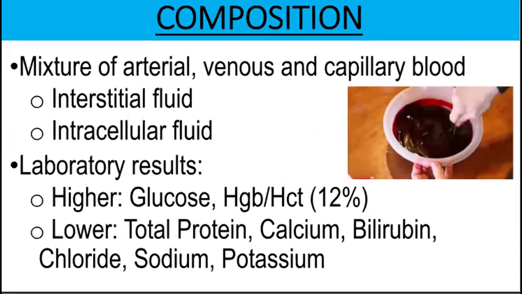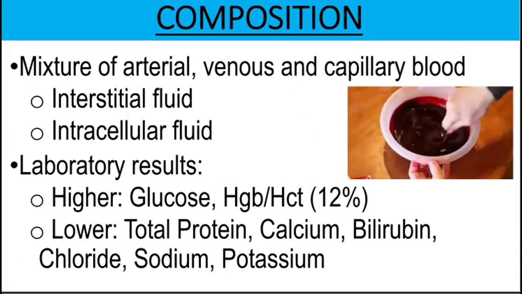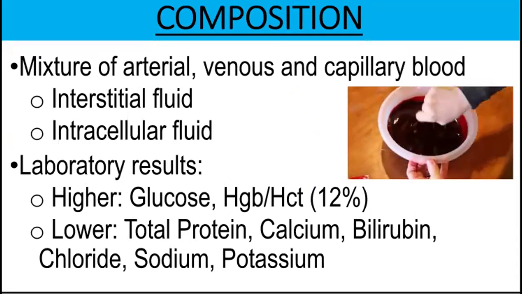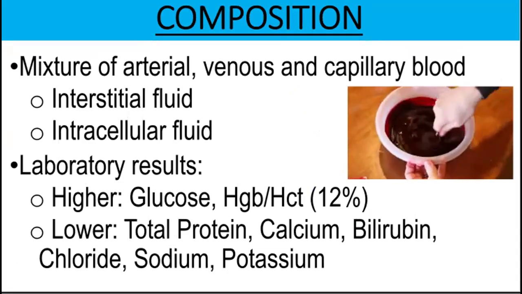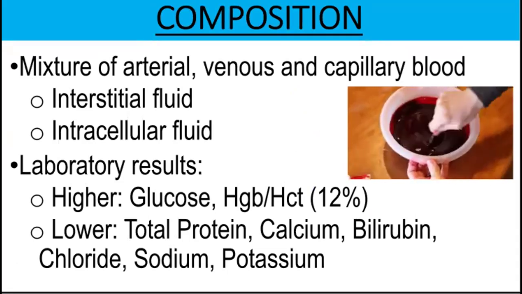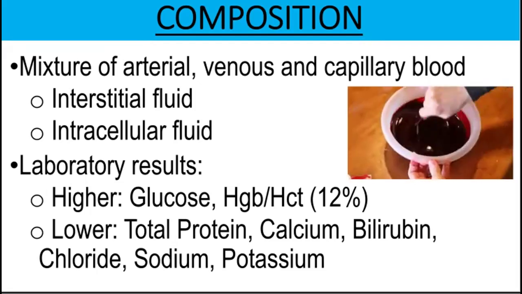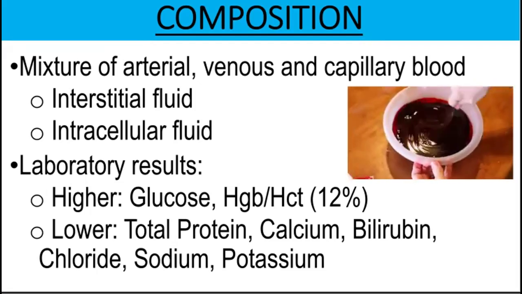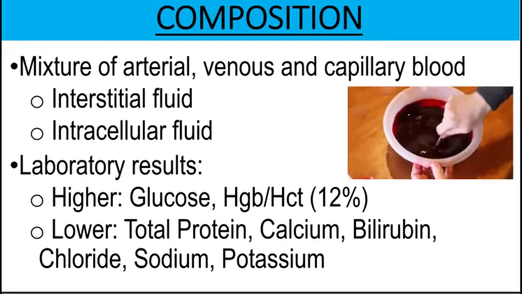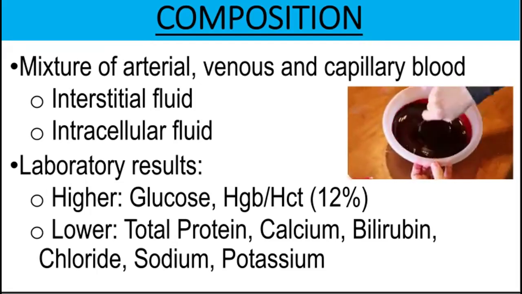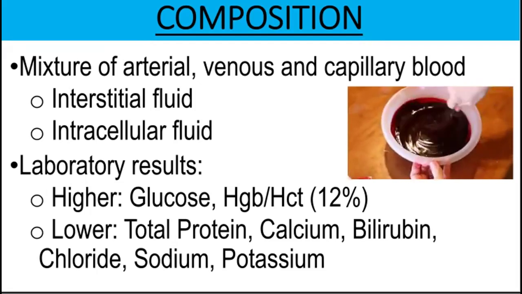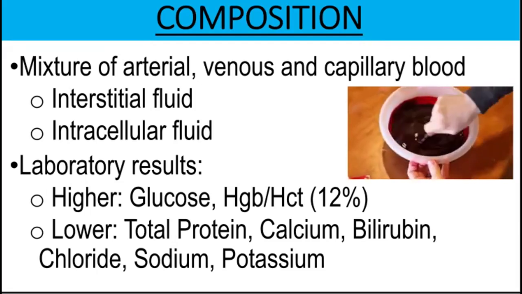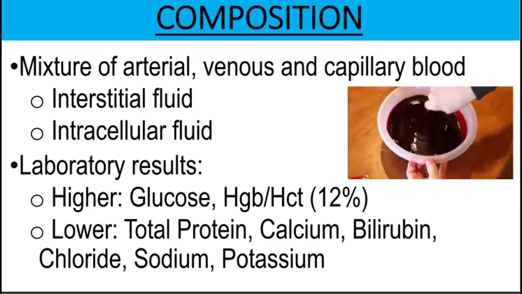As to the composition, class, we have here our capillary blood. It is a mixture of arterial blood, venous blood, and capillary blood, but predominantly, class, there is more arterial blood. Other than that, it also contains interstitial fluid and intracellular fluid. To differentiate these two, interstitial fluid is the fluid in the tissue spaces between our cells, while intracellular fluid is the fluid within our cells. So kindly take note of that.